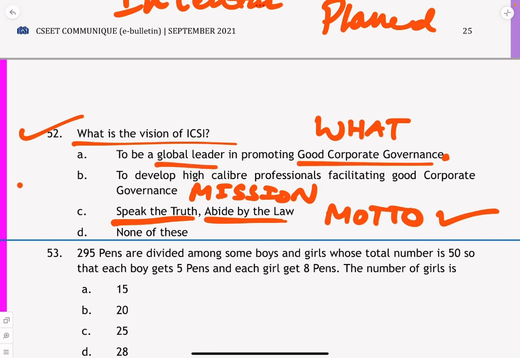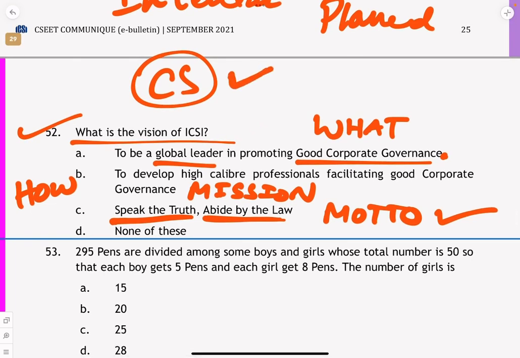Then the mission. Mission is how do you achieve your vision. So how will they do it? They will develop high caliber professionals like you. If you become a company secretary, you will become a high caliber professional, because the CS course is only for people who have the knowledge to clear it. And you are facilitating good corporate governance. So that is the vision of ICSI.